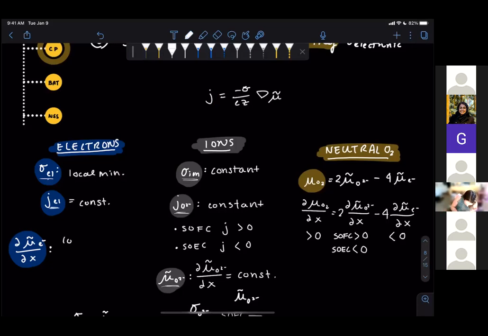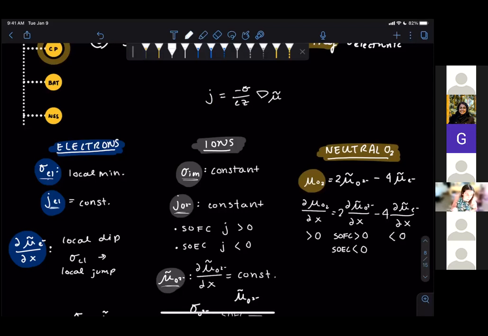The local dip in the gradient of the electrochemical potential of the electrons is going to be associated with a local jump in the chemical potential of electronic species.